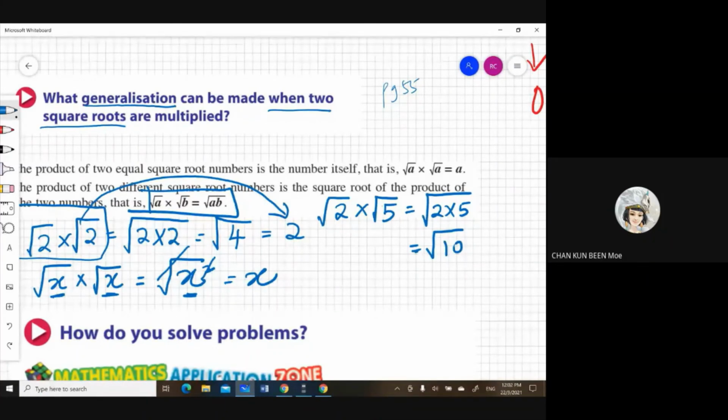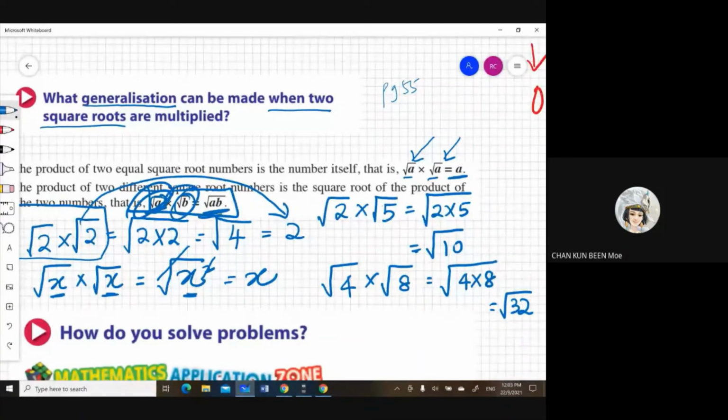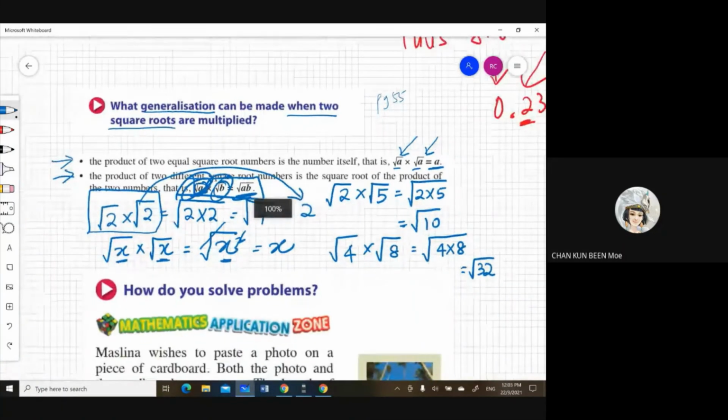Okay, if I give you square root of 4 times square root of 8, it will be square root of 4 times 8. Then the answer is 4 times 8, square root of 32. So that one is the multiplication of different numbers inside the square root. And the first one is the one with the same number or the same variable. When you multiply the same variable, you get the variable itself. When you multiply different variables like this, you get the multiplication of those two variables. Do you have any question for this one? Any question for this one?